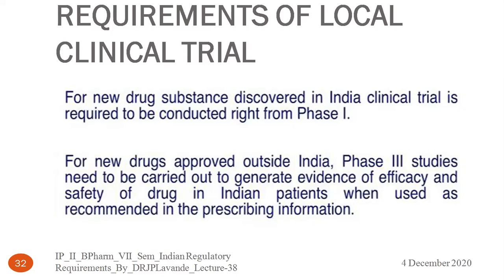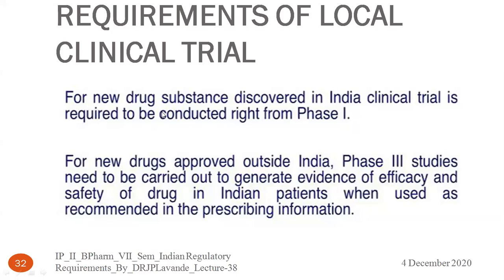Okay. Now, there are some requirements as far as local clinical trials are concerned. For a new drug substance that is discovered in India, the clinical trial is required to be conducted right from phase 1. That means phase 1, phase 2, phase 3, all this data needs to be generated and provided. For new drugs approved outside of India, phase 3 studies need to be carried out in order to generate the evidence. Evidence associated with what? Evidence associated with the efficacy and safety of the drug in Indian patients when used as recommended in the prescribing information.